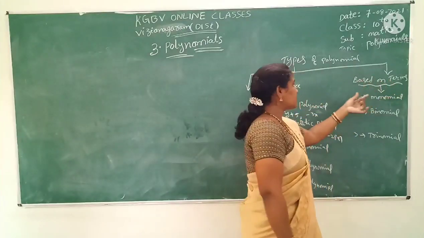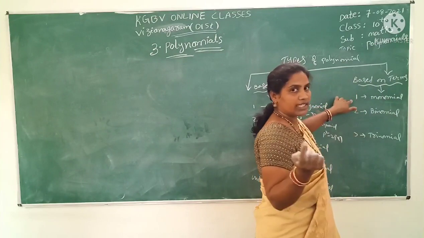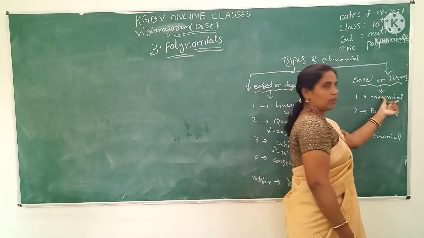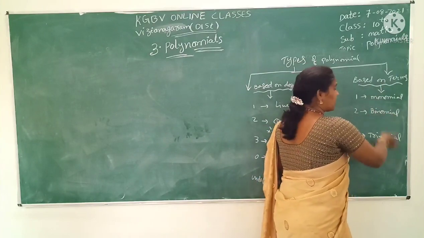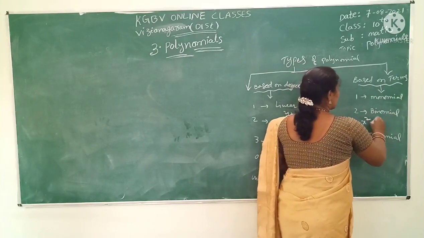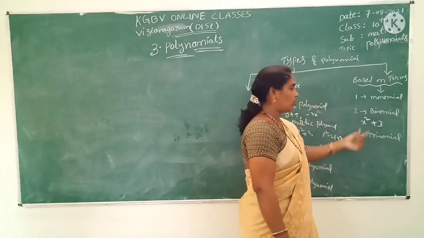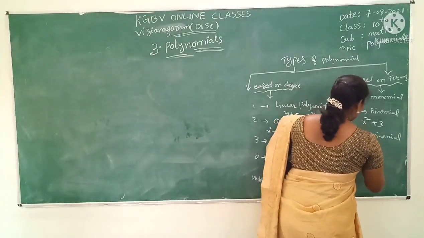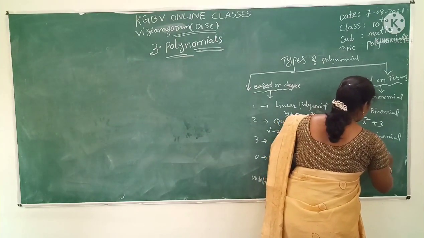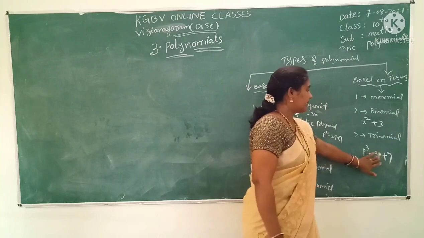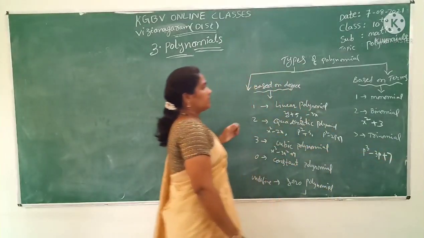Based on terms, a polynomial having one term is a monomial, a single term. A polynomial having two terms, like x square plus 3, is a binomial. A polynomial having three terms, like p cube minus 3p plus 7, with three terms, is a trinomial.